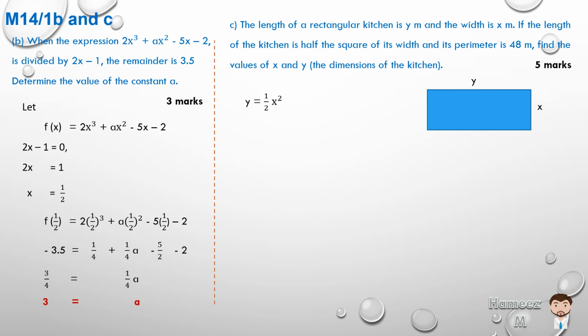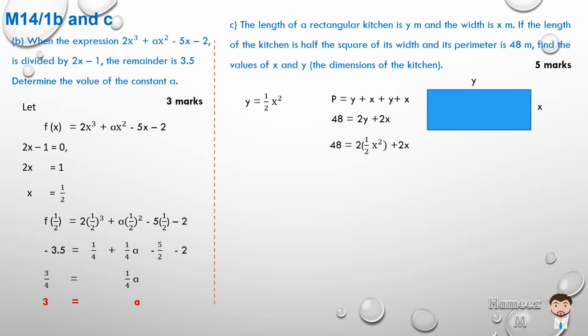And its perimeter is equal to 48, so perimeter will be y plus x plus y plus x. We're just going around, starting from one point and moving. And we know the perimeter is 48, so 48 is equal to 2y plus 2x. At this point in time, we have two equations, so we can substitute for y into there. So we're going to get 48 is equal to 2 by a half x squared plus 2x.